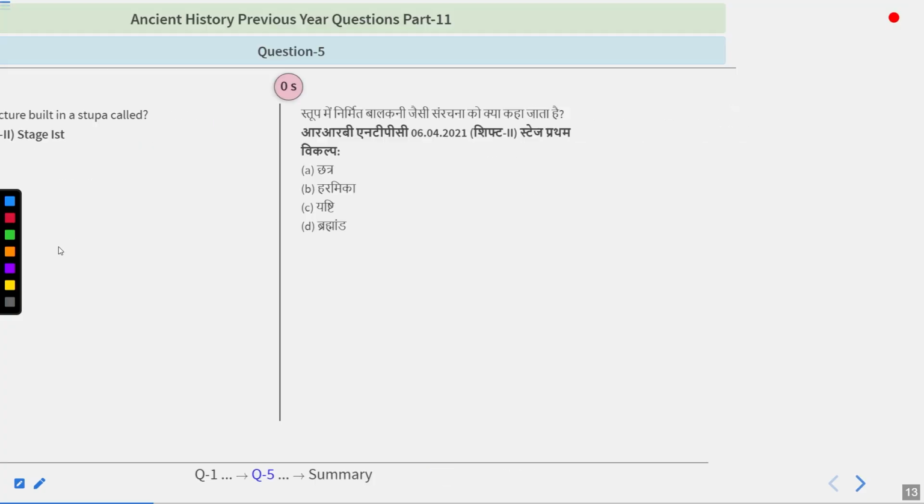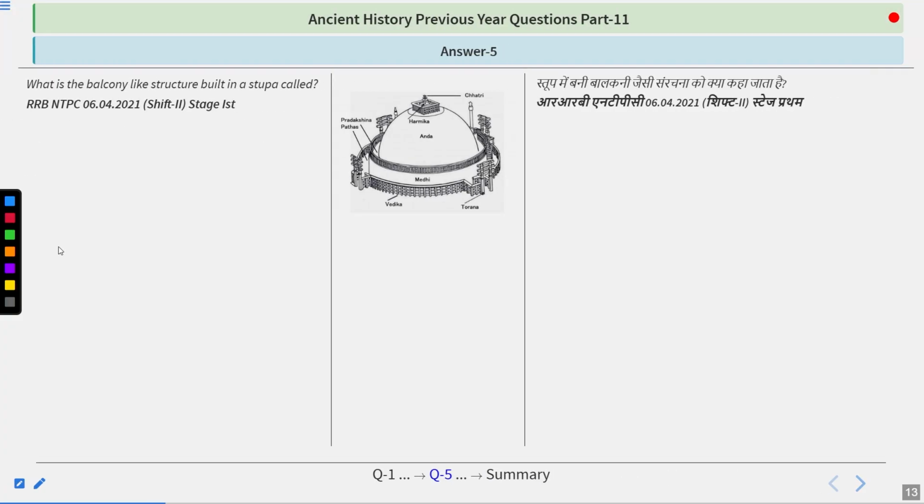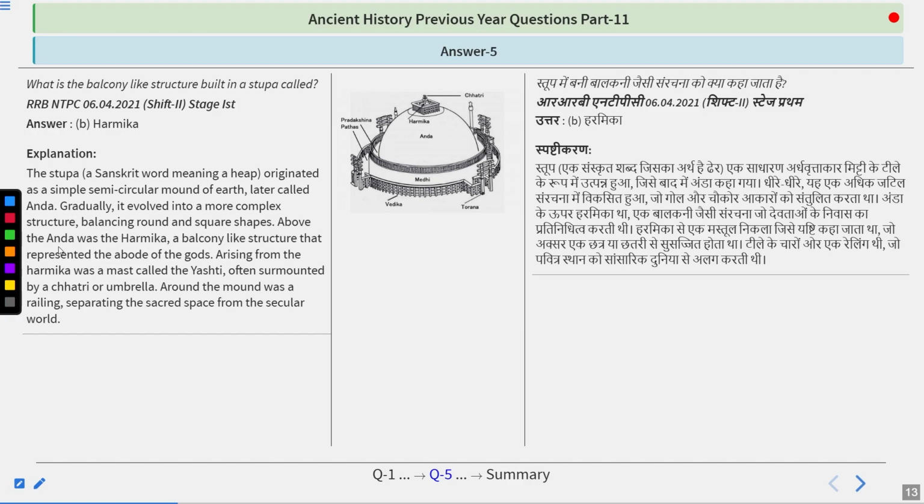And I hope your answer would be right. So you can see the whole particular art or the particular structure of a stoop, and the answer is Harmika. So when we talk about the stoop, stoop is a Sanskrit word meaning a heap. First of all, it is called a heap. You can see this is a kind of a heap, originated as a simple semicircular mound of earth, later called anda. Gradually, it evolved into a more complex structure, balancing round and square shapes.